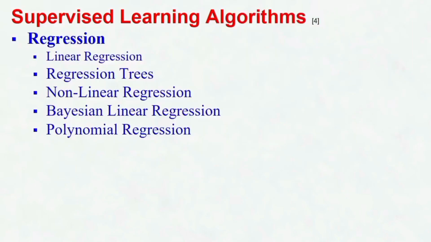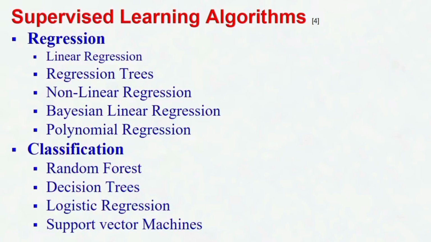Commonly, supervised learning algorithms can be of two types: one is regression and another is classification. Under regression, commonly used algorithms are linear regression, regression trees, nonlinear regression, Bayesian linear regression, and polynomial regression. And under classification, we have random forest classification algorithm, decision trees, logistic regression, and support vector machines.